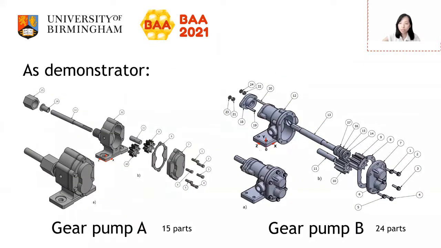As demonstrator, we use two industrial gear pumps. Gear pump A consists of 15 parts and gear pump B consists of 24 parts.